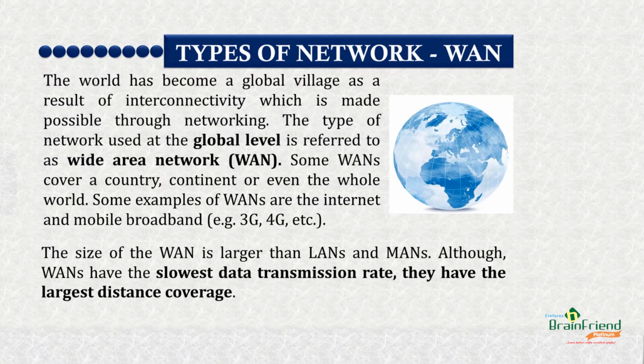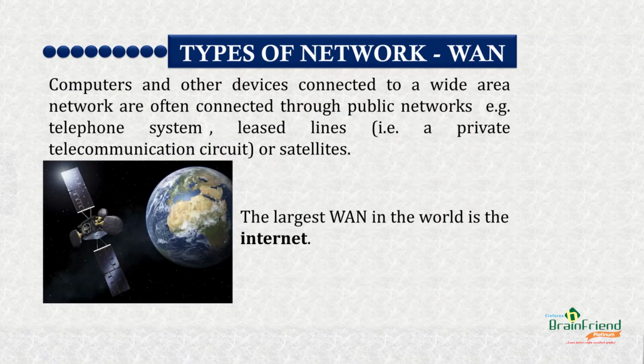WANs are larger than MANs and LANs. However, they have the slowest data transfer rate because lots of computers are connected to it. Computers and other electronic devices can connect to a wide area network through public networks such as telephone systems, leased lines, and satellites. And it is important to note that the internet is the largest wide area network.